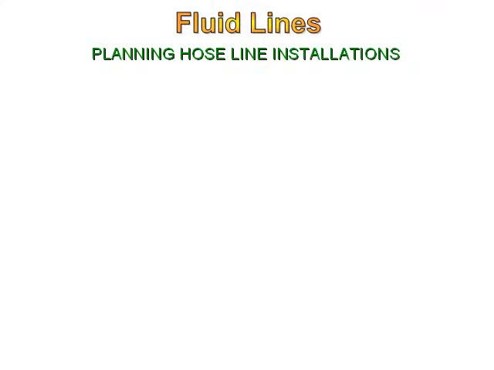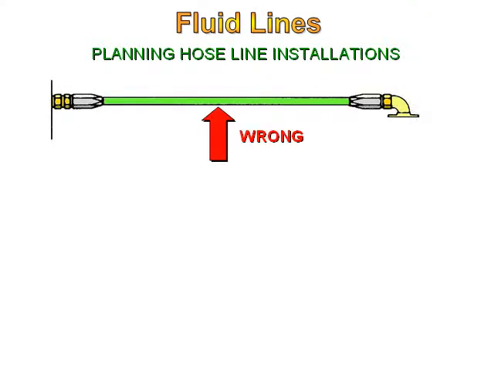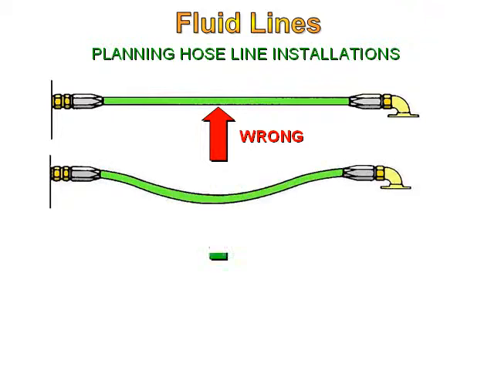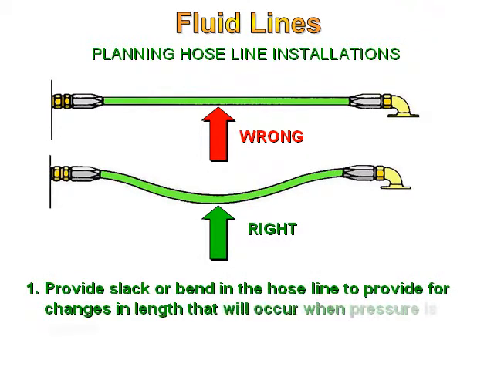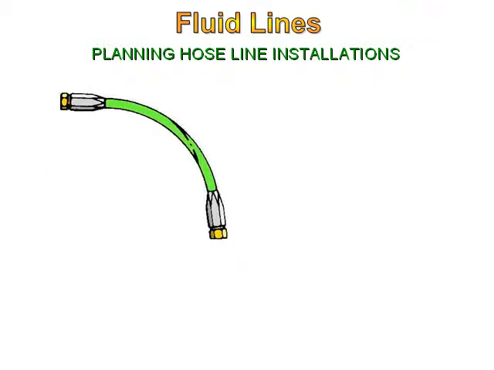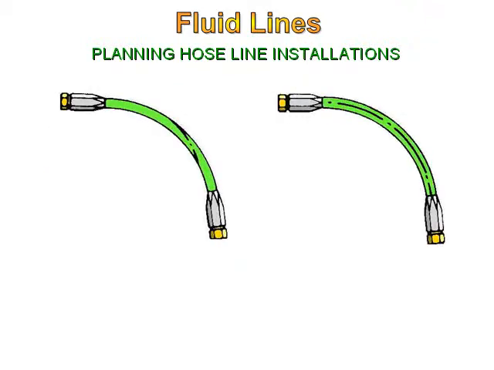In the layout of fluid lines, it is important to follow these guidelines. Provide slack or bend in the hose line to provide for changes in length that will occur when pressure is applied. Observe the linear stripe.